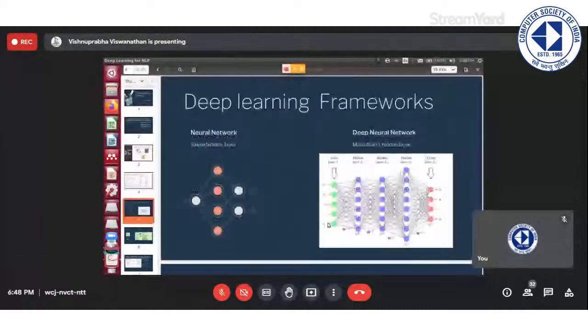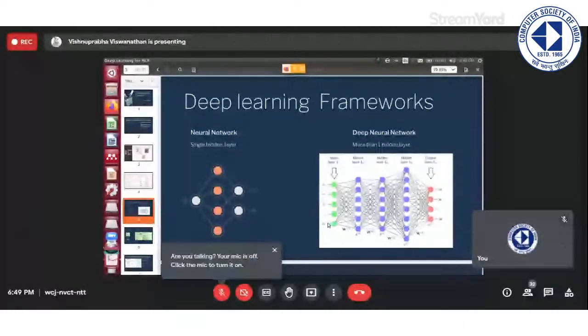So moving on to deep learning frameworks. Today we are discussing deep learning structures used for natural language processing. Before that, we must understand the difference between a neural network and a deep neural network. In case of a neural network, we have a single hidden layer. A neural network consists of an input layer, output layer, and a single hidden layer. Whereas a deep neural network consists of more than one hidden layer. That is the first difference.